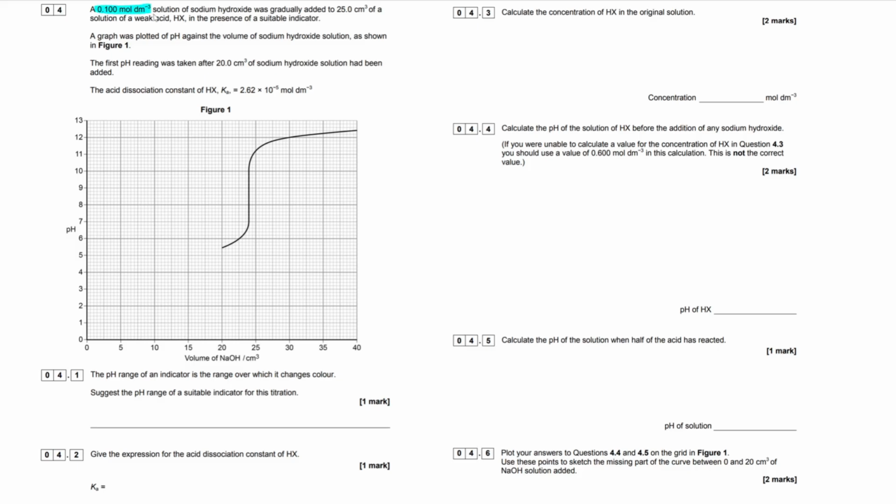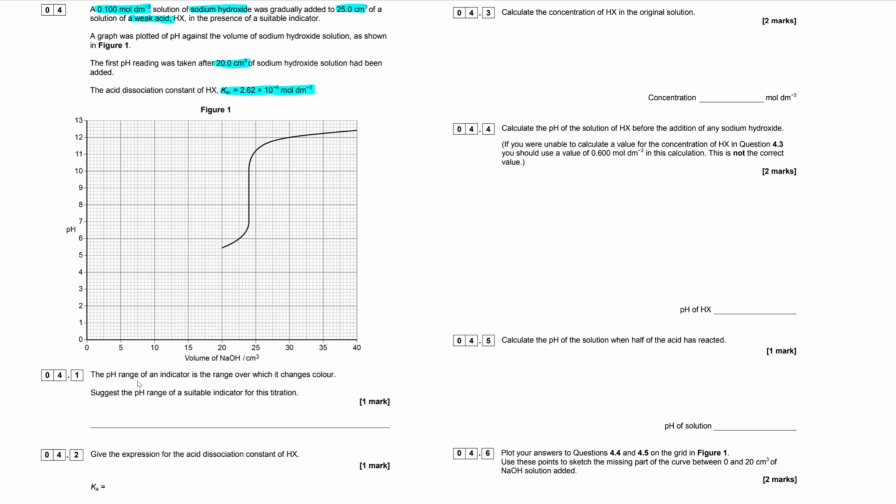So a 0.1 mole per decimeter cubed solution of sodium hydroxide was gradually added to 25 centimeters cubed of a solution of weak acid, okay? So we've got a strong base, sodium hydroxide, being added to a weak acid, HX, in the presence of a suitable indicator. A graph was plotted of pH against the volume of sodium hydroxide solution, as shown in this figure right here. The first pH reading was taken after 20 centimeters cubed of sodium hydroxide solution had been added. And then we have a Ka value here given to us, so that's useful.